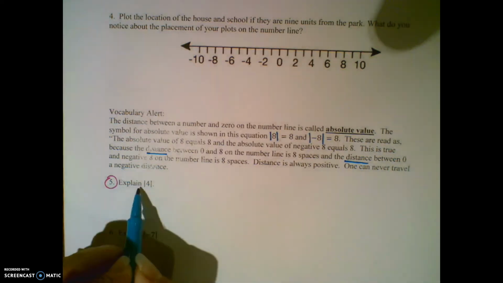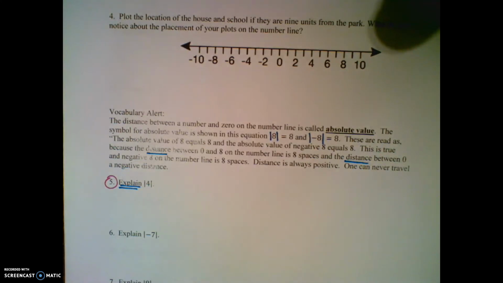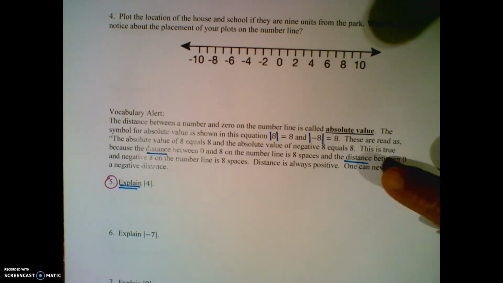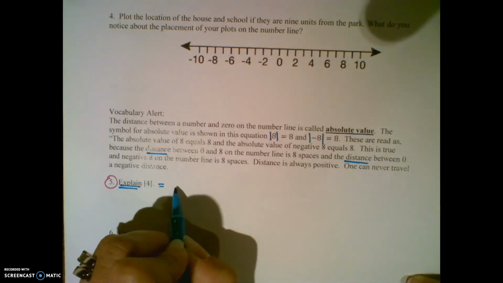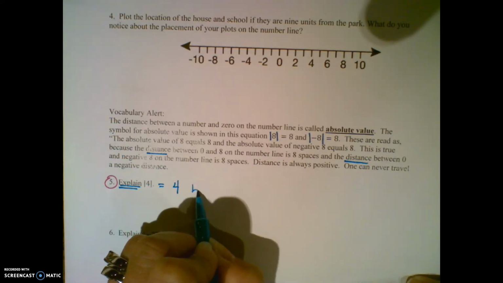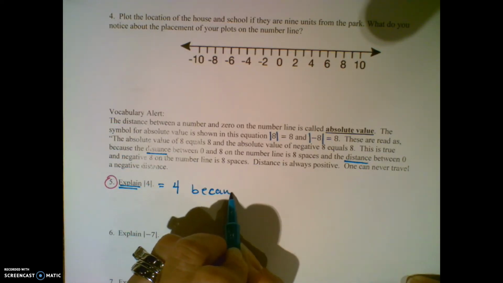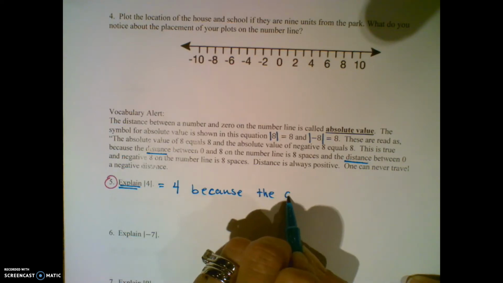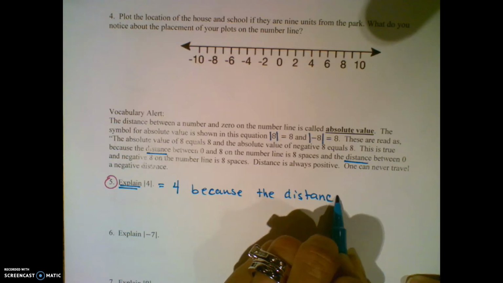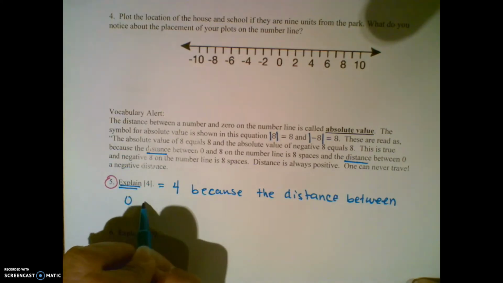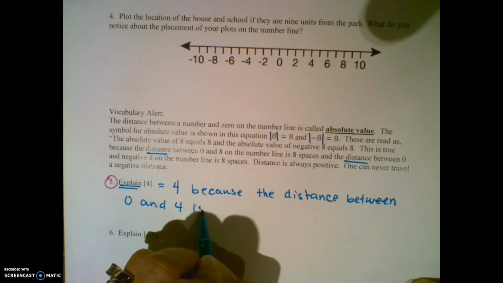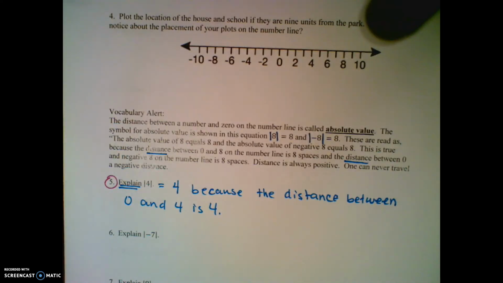So you are told, and here's the main thing, to explain the absolute value of 4. And they gave you an example up here. So the absolute value of 4 is 4 because the distance between 0 and 4 is 4. Just like in the explanation above. Yes, you do need to write it out, and you will be okay, I promise.